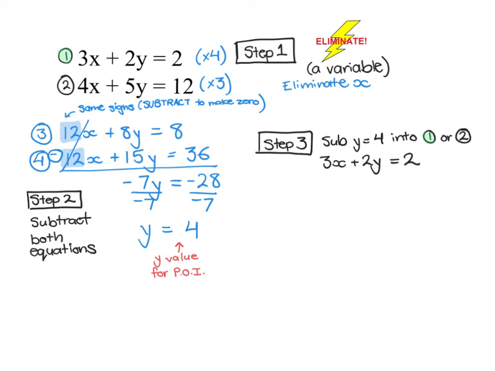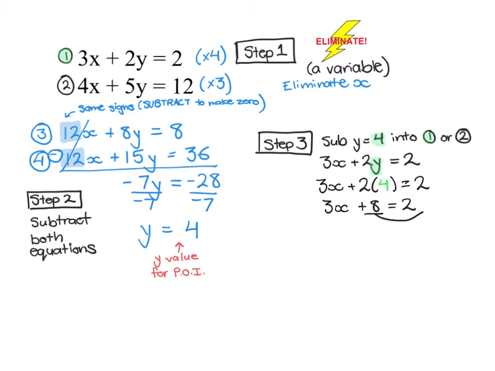Now, every time I see y, I'm going to sub in a 4 instead. So let's do that. So 3x plus 2, and in brackets, I'm going to put that 4 in there, close the bracket, is equal to 2. Now let's multiply the 2 and 4. So leave the 3x, and 2 times 4 is 8, and that's equal to 2.